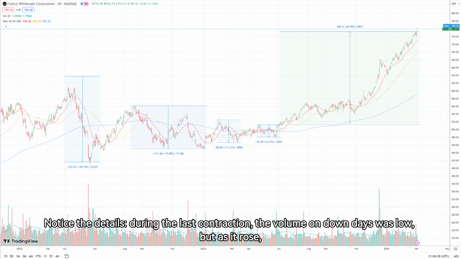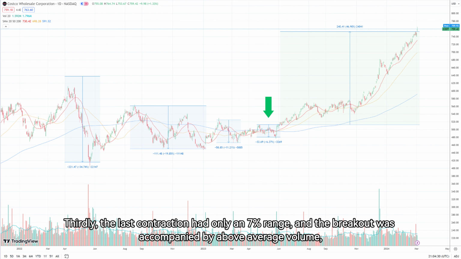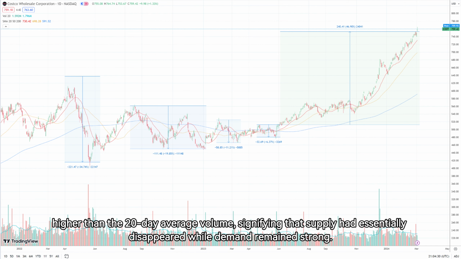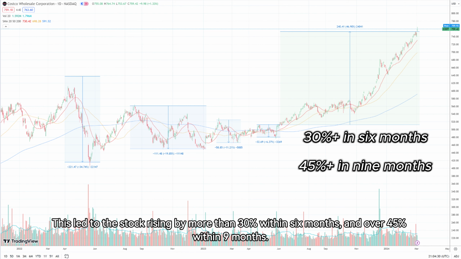Notice the details. During the last contraction, the volume on down days was low, but as it rose, the volume significantly increased. That's the ideal stock performance we want to see. Thirdly, the last contraction had only a 7% range, and the breakout was accompanied by above average volume, higher than the 20-day average volume, signifying that supply had essentially disappeared while demand remained strong. This led to the stock rising by more than 30% within 6 months and over 45% within 9 months.